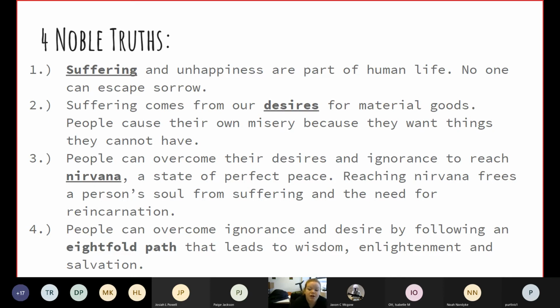But people can overcome their desires and ignorance to reach nirvana, a state of perfect peace. Reaching nirvana frees a person's soul from suffering and the need for reincarnation. So nirvana is kind of similar to moksha in Hinduism, but it's not the same, but they're similar at least. It's what you reach after reincarnation, like ultimate bliss. And people can overcome ignorance and desire by following an eightfold path that leads to wisdom, enlightenment, and salvation. The eightfold path is more like 8 rules to follow to overcome ignorance and desire.